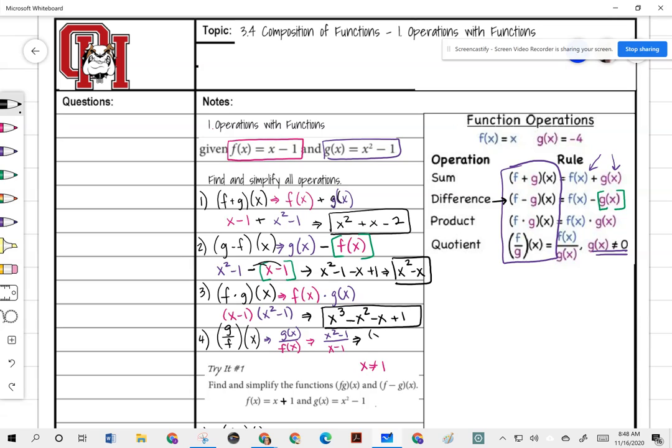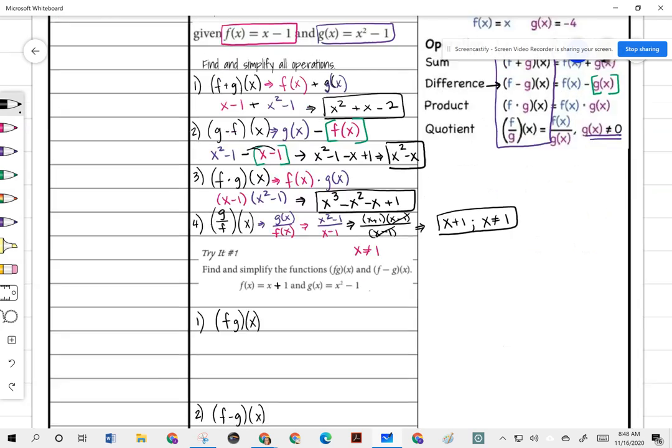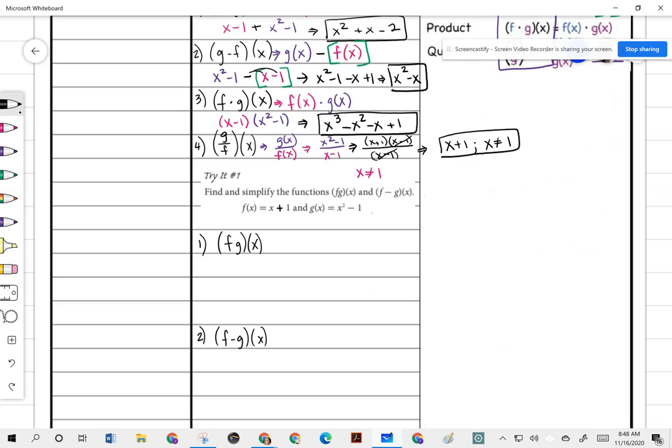The next thing you want to do when you work this out is always check to see if you can factor. Factoring the top gives you x plus 1, x minus 1, all over x minus 1, and you can see that those cancel. So the actual quotient is going to be x plus 1. You can do a comma or semicolon, provided that x cannot equal 1. And that's that result. Now we're going to take a look at the try it. Pause the video and go ahead and complete that.